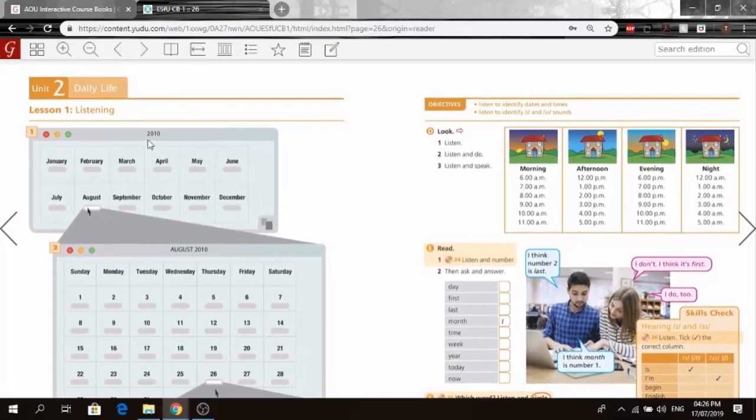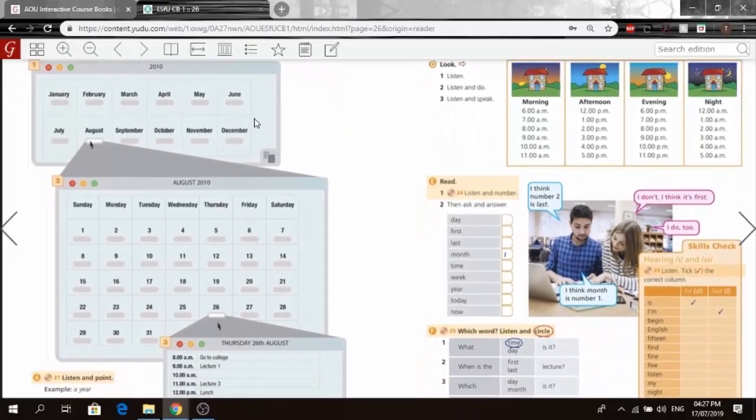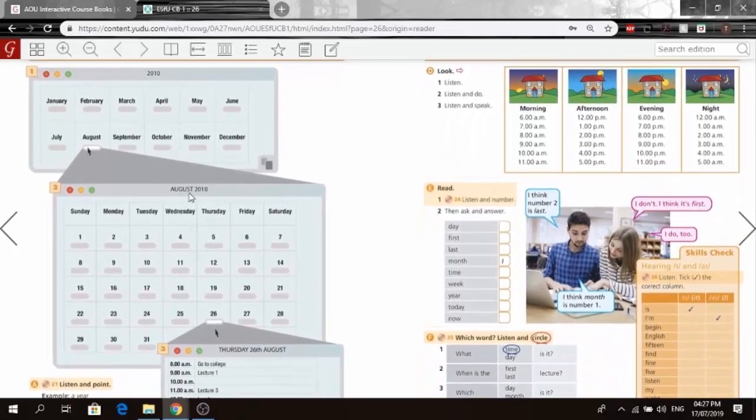Okay, so now let's move on to our listening segment. Here we have obviously the year 2010, and these are the months in a year. So try and say after me: January, February, March, April, May, June, July, August, September, October, November, December. Okay? So let's say, for example, we take August, which is month number 8. And the year is 2010.